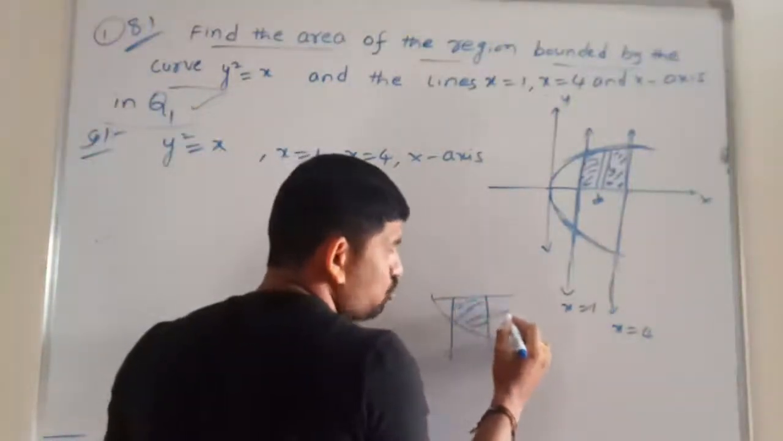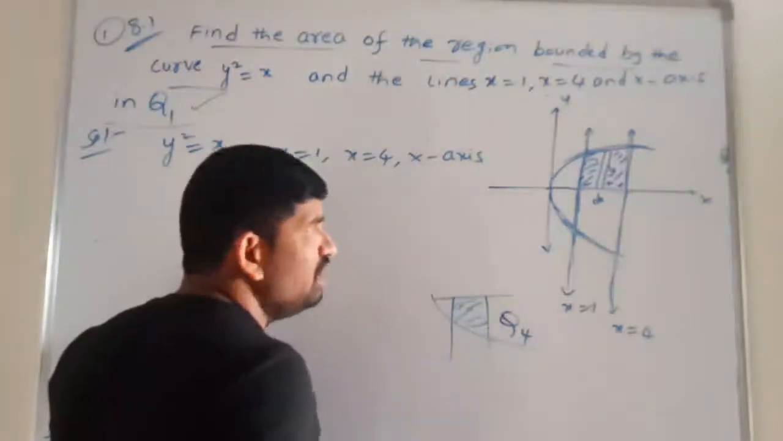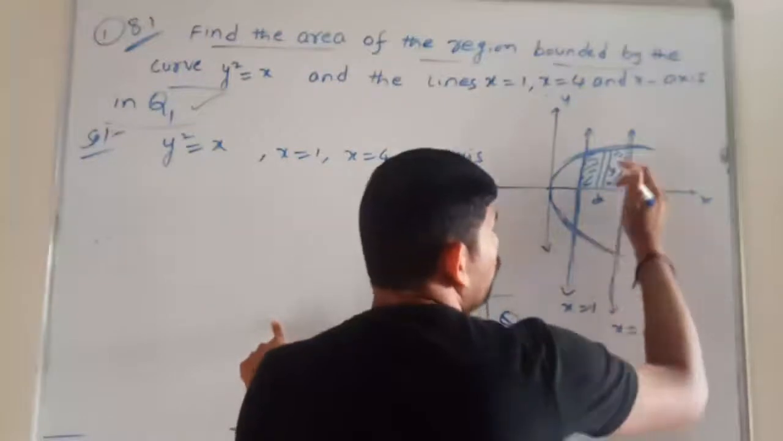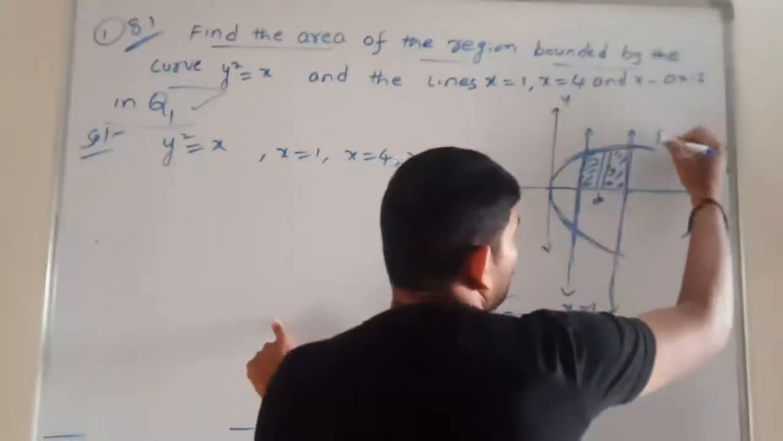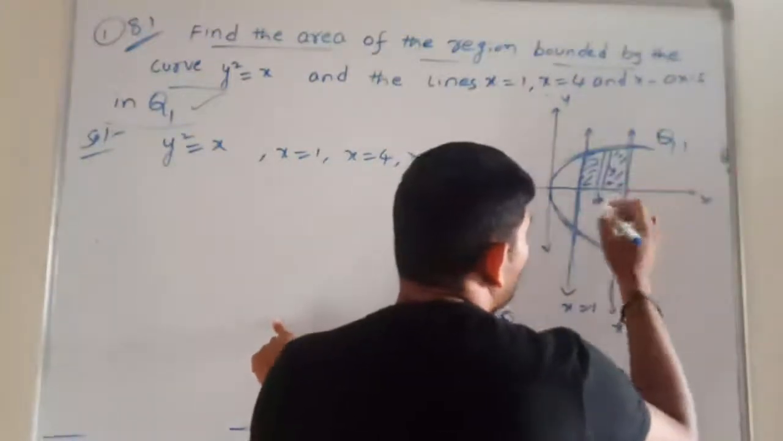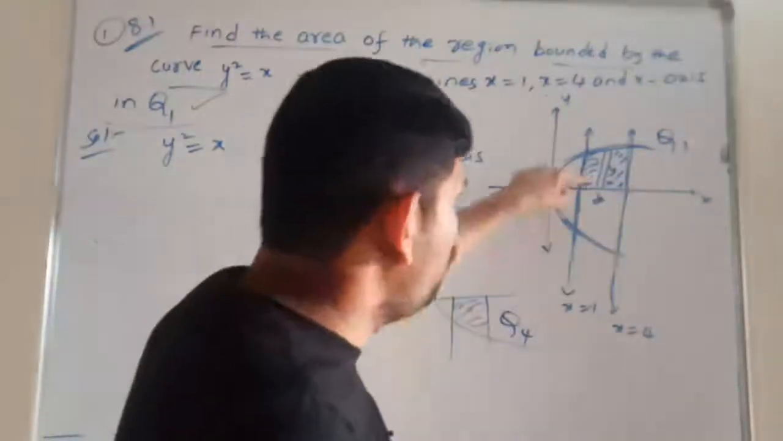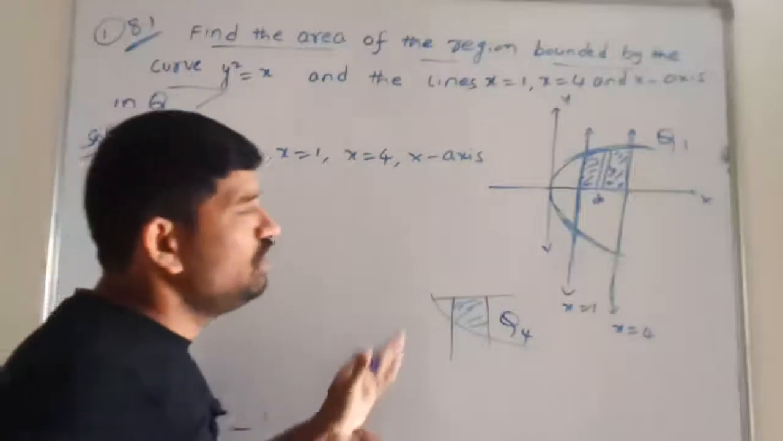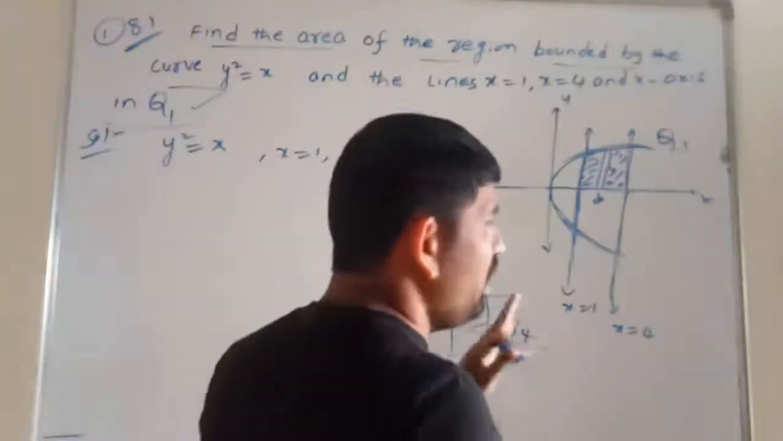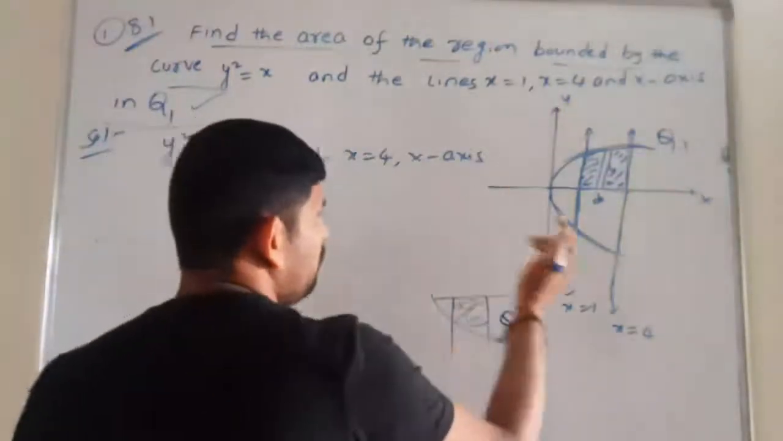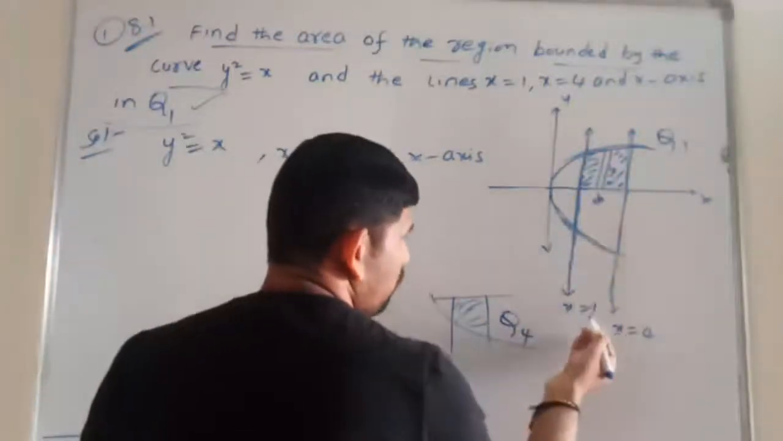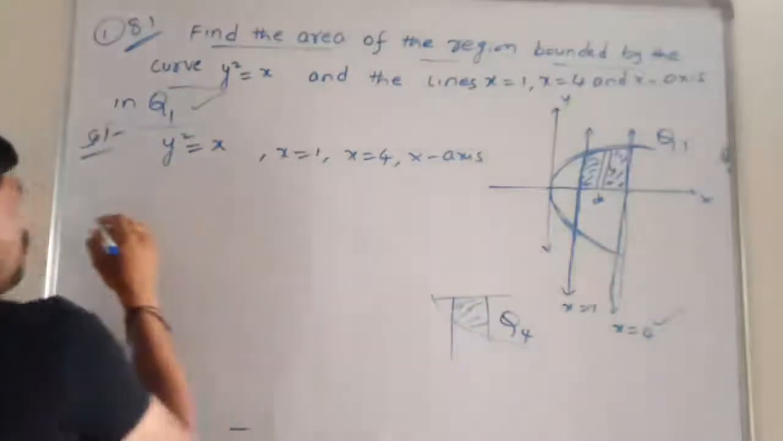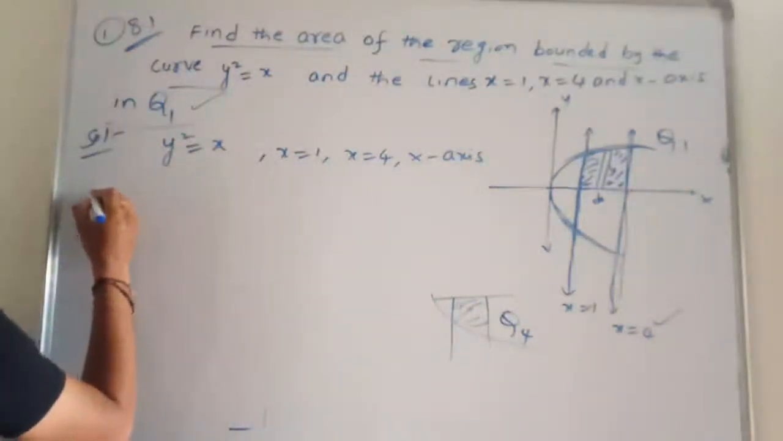So it is not the first quadrant, this is actually the fourth quadrant. That's why we are not finding the area of this part. We are only finding the area above the x axis, that is in the first quadrant, the shaded region. And one more thing, the lower limit and upper limit are given very clearly. See, x is equal to 1 is the lower limit and x is equal to 4 is the upper limit.